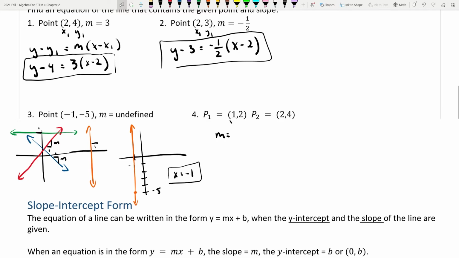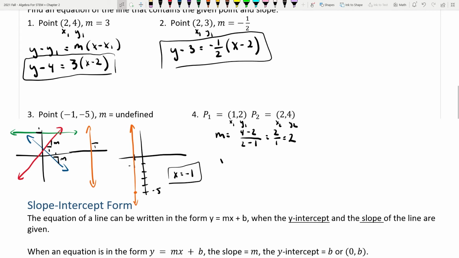So I label this point x1, y1, and this point x2, y2, and I find that the slope is going to be (4 - 2)/(2 - 1), which is going to be 2/1, which is just 2. So now I know the slope and a point. In fact, I know 2, so I can use the point-slope formula.